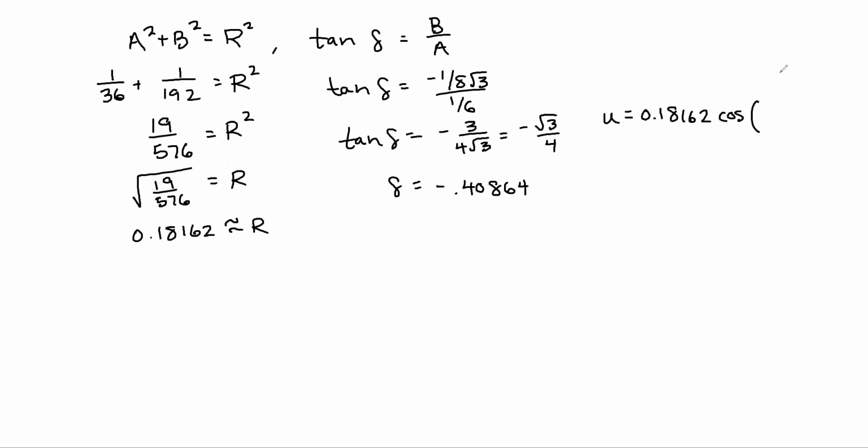Cosine 8 root 3t, and then minus our shift here, that's going to be plus 0.40864. And that ends up being our motion for our mass on a spring. And so the questions I've asked is, what's the amplitude? Here's the amplitude.